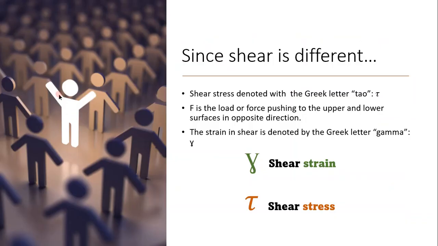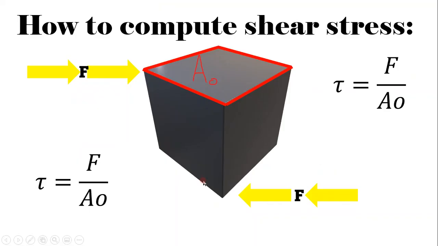So since shear is different to compression and tension, it's denoted with different symbols. So stress is denoted as tau, and the strain is denoted as gamma. So how to compute the shear stress is the exact same as compression and tension. You divide the force over the cross-sectional area. You just need to remember that it is represented as tau.